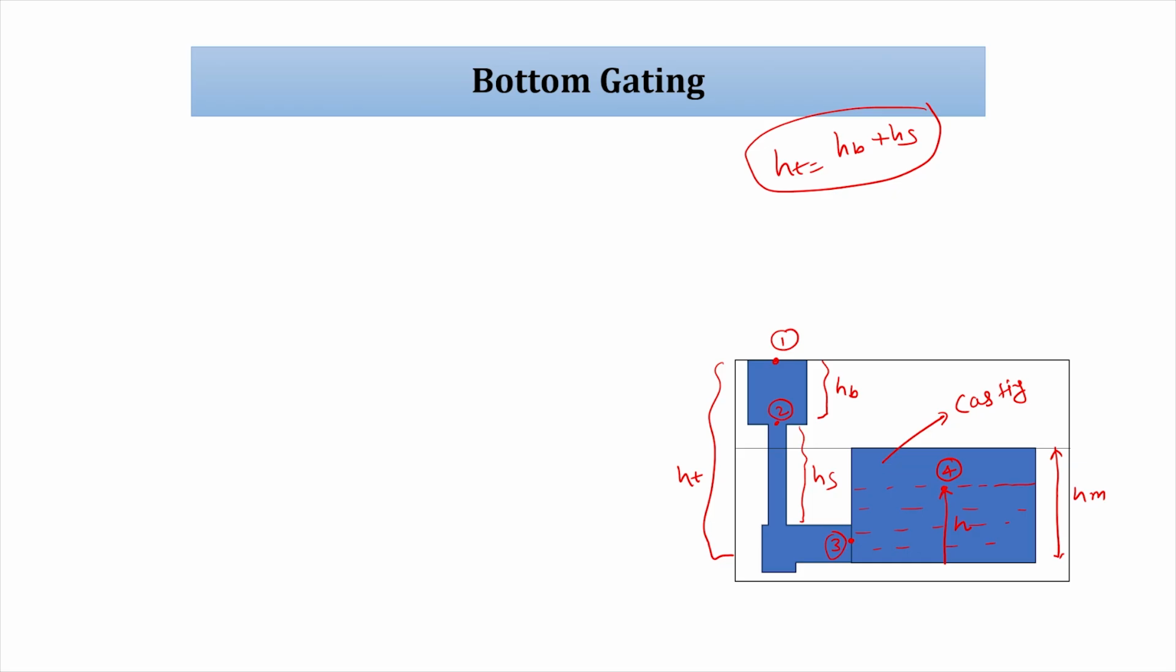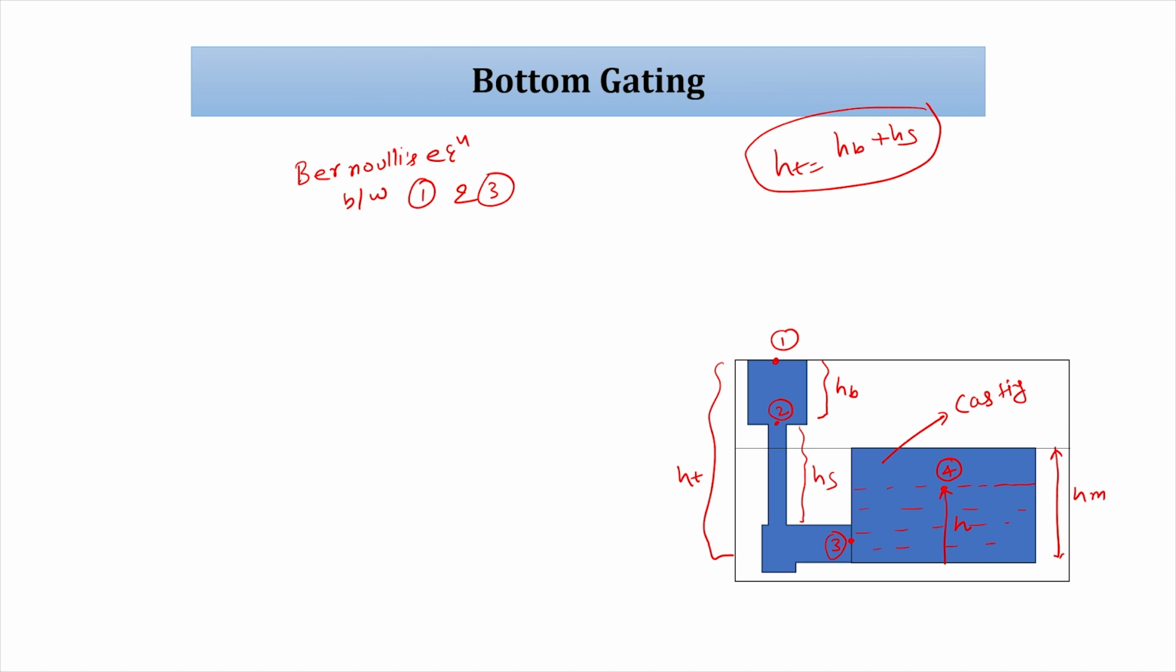Now, we will write the Bernoulli equation at different points to get the velocity V3. It is not easy to get the velocity at 3 directly, because it is not at atmospheric pressure, as we did in vertical gating. So, we can write the Bernoulli equation between 1 and 3. What is the Bernoulli equation saying? The summation of all kinds of energy will be constant between points 1 and 3; energy is conserved.